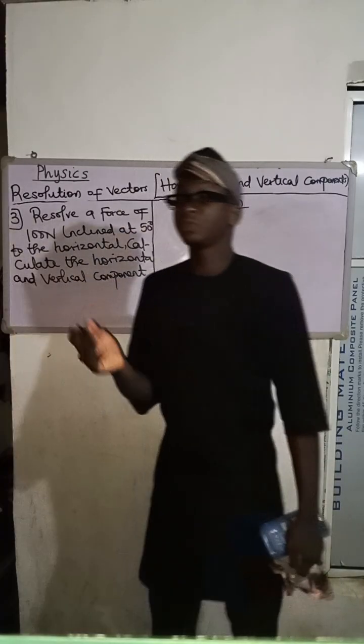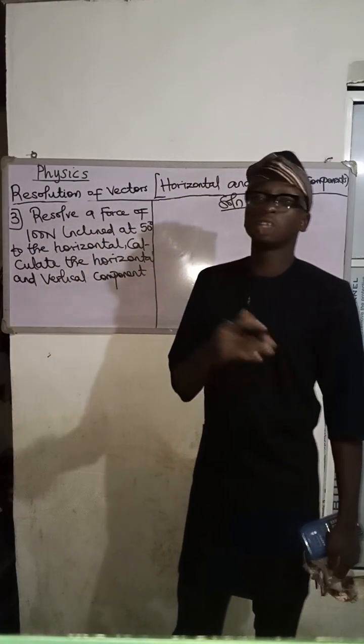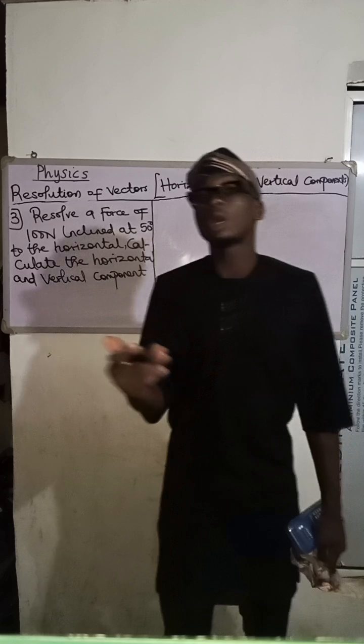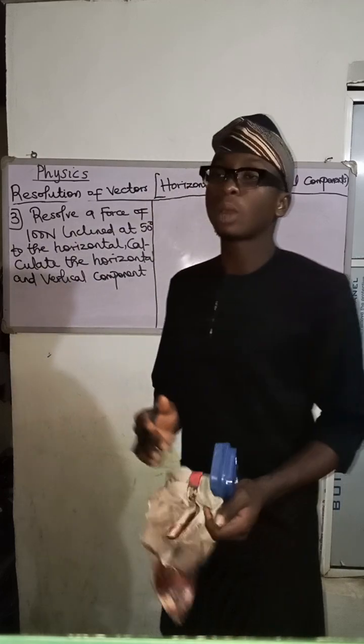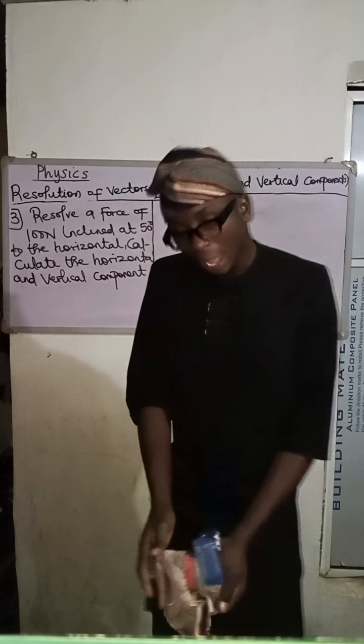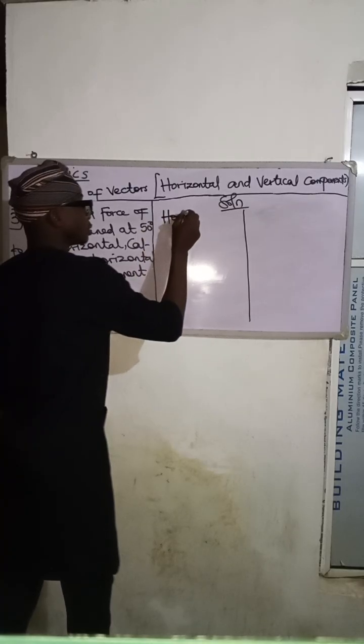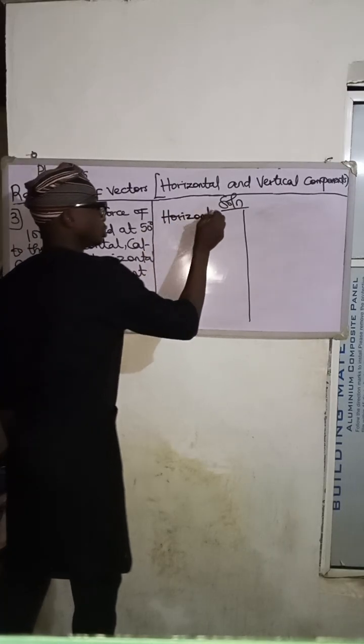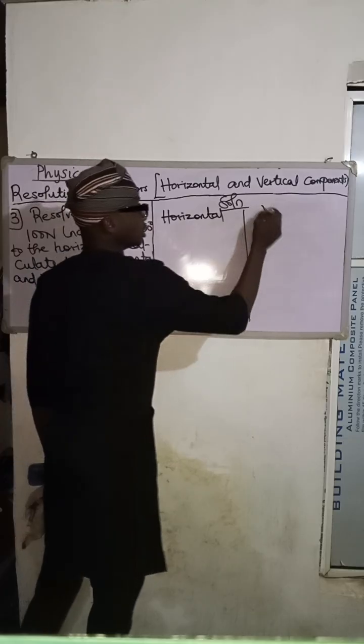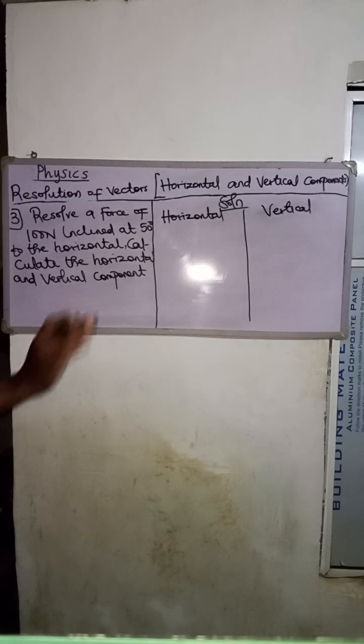In the previous videos, we've just been calculating for the horizontal component. But in this video, we'll be calculating for the horizontal and the vertical component. We are going to solve it straight up. I'm going to divide this board in two so that we'll solve the horizontal component here, and we'll solve vertical here, because we are going to have two answers, for horizontal and vertical. Now, let's just solve straight up.